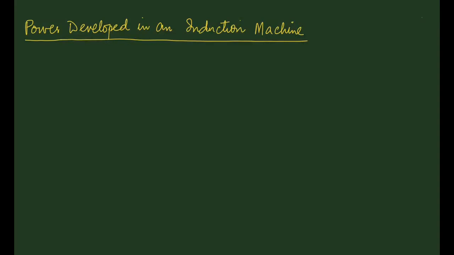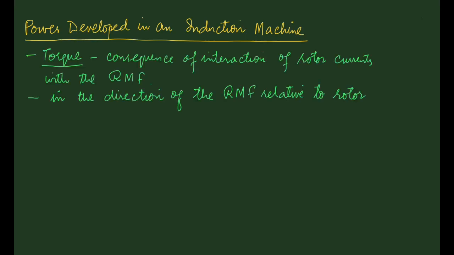Dear students, in the last lecture, we discussed the development of torque in an induction machine. And we have seen that the torque is developed as a consequence of the interaction of the rotor currents with the rotating magnetic field. And the torque is developed in the direction of the rotating magnetic field relative to the rotor.